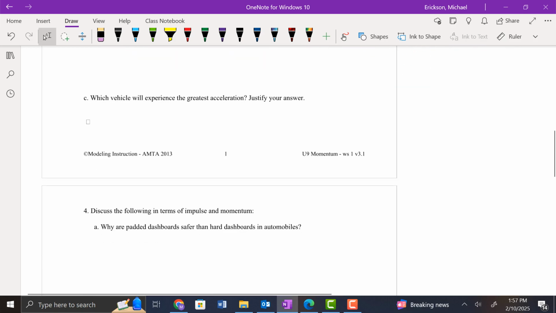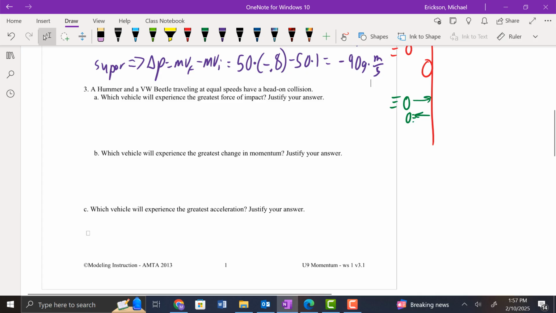So let's go to problem 3 here. So Hummer versus the Volkswagen Beetle. Some context. If you don't know what a Hummer is, it's a very big car, very massive car. A Volkswagen Beetle, the opposite, very small. Maybe not like a smart car, but definitely very small. Which vehicle will experience the greatest force of impact? Let you guys answer this, but I'm going to go right in and explain this.